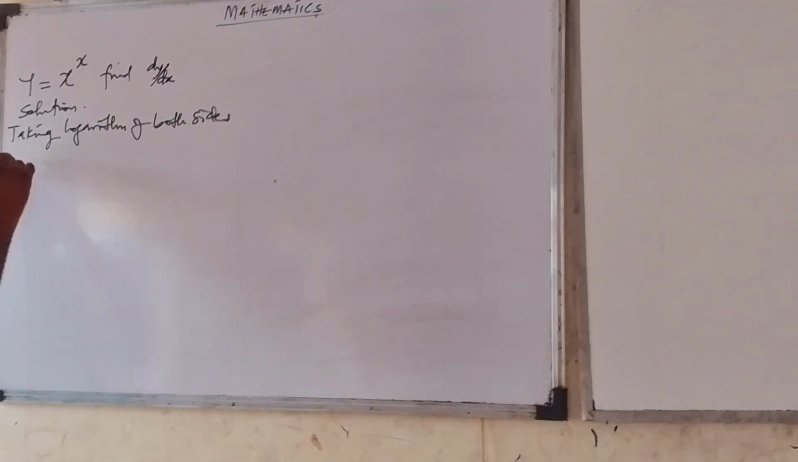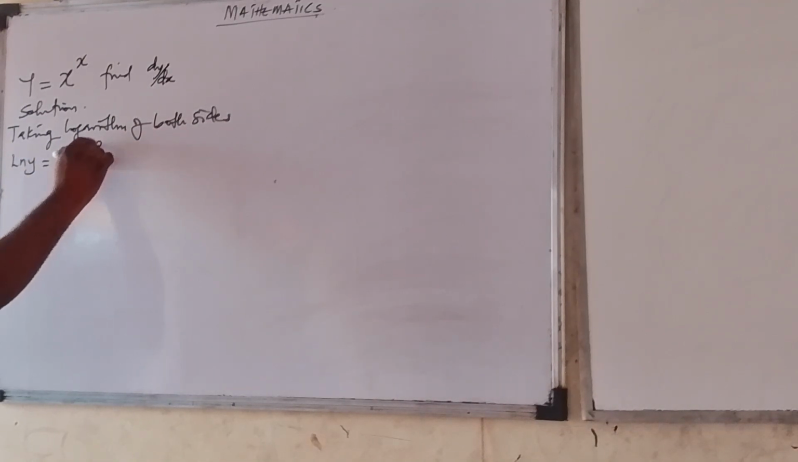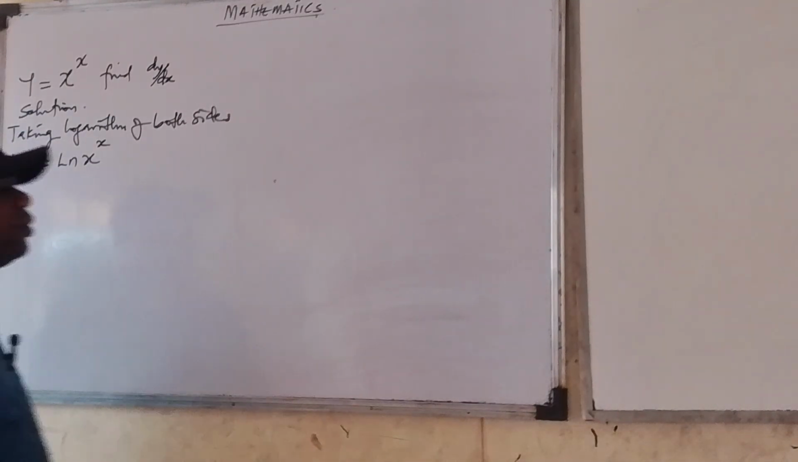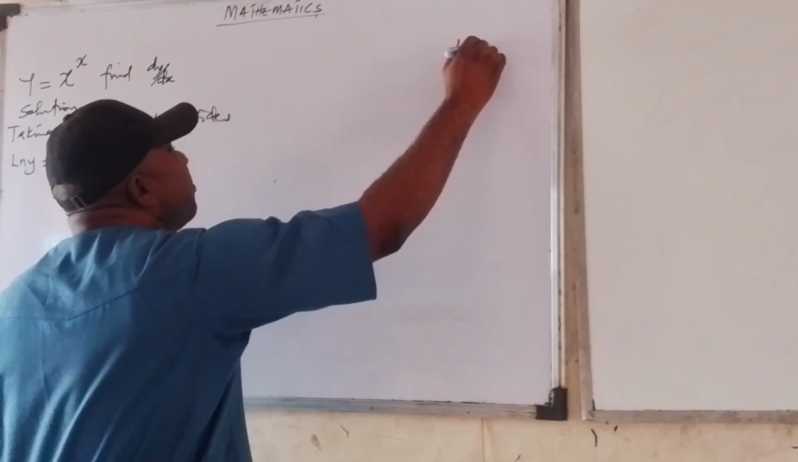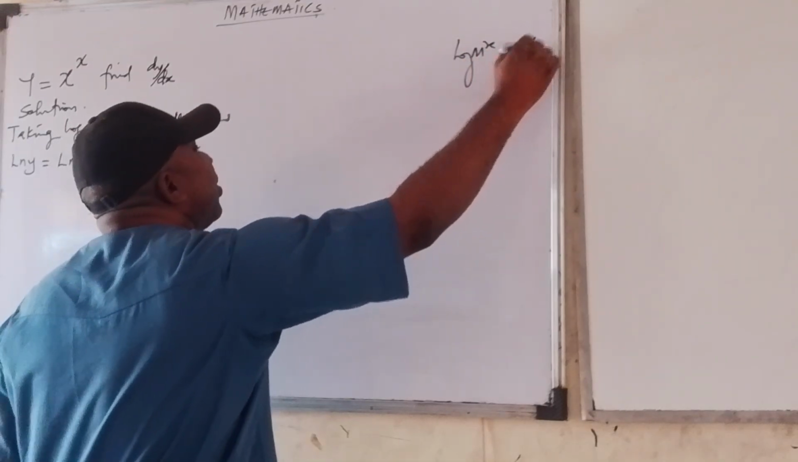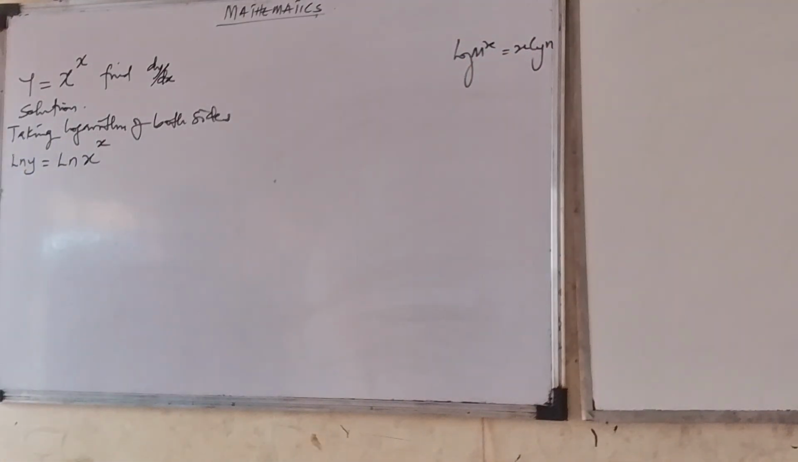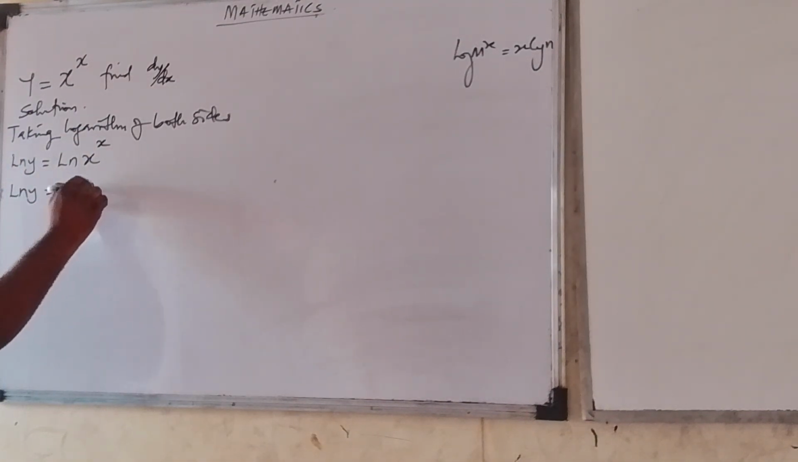Here we have ln y is equal to ln x raised to the power of x. From the law of logarithms, we know that when you have log m power x, this becomes x log m, so the x here will fall down. So here we have ln y is equal to x ln x.